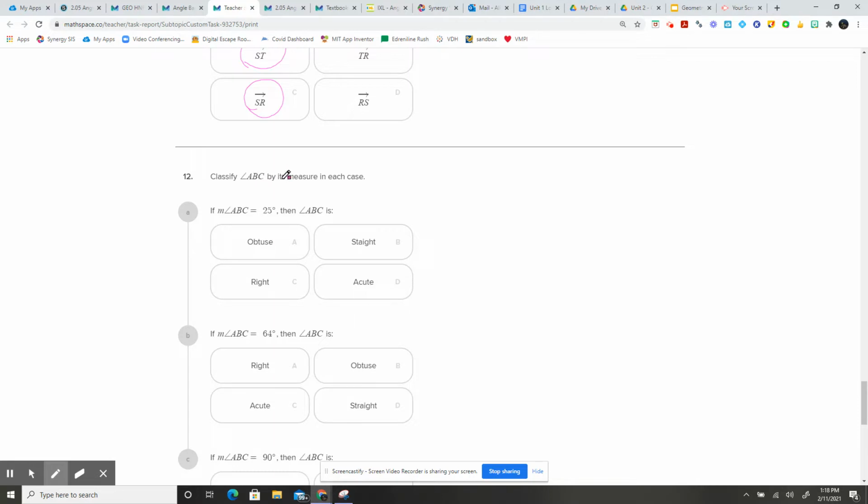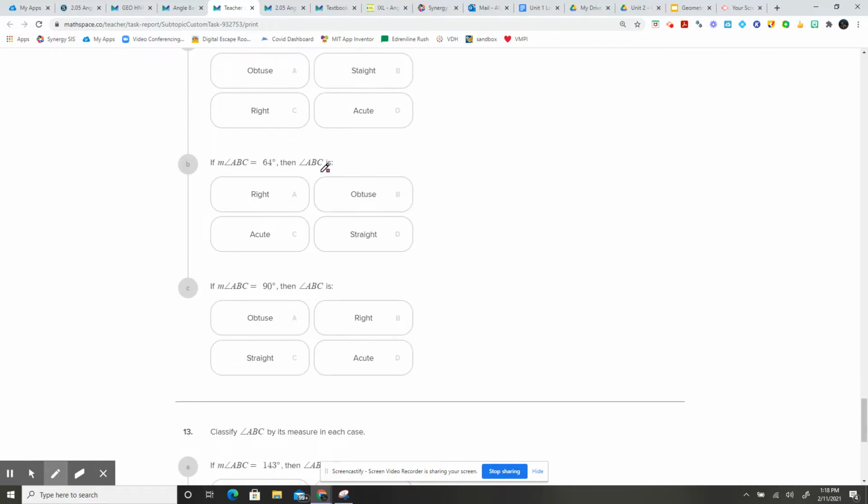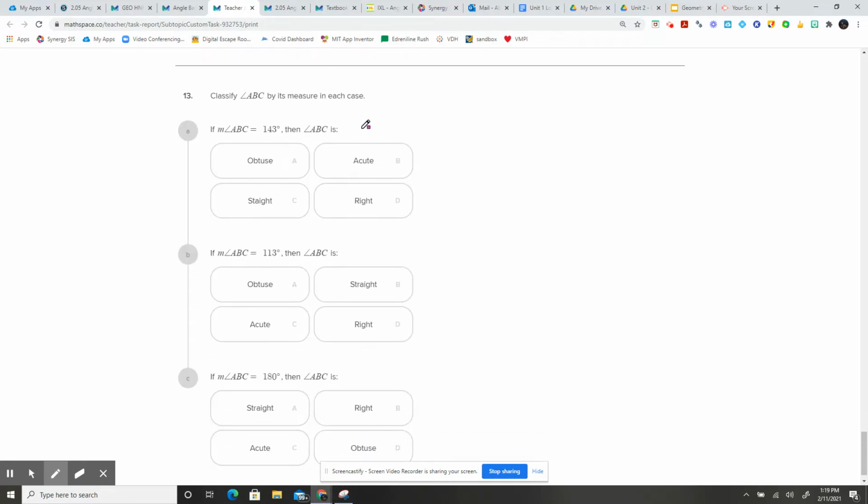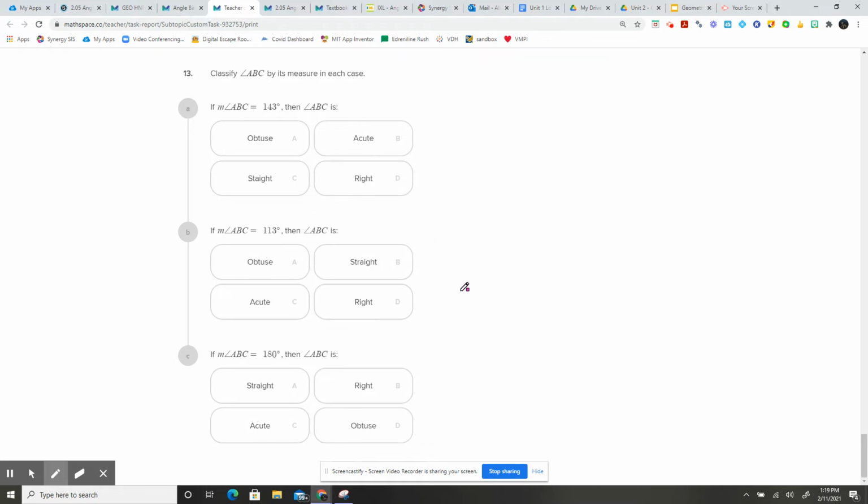Classify angle ABC by its measures in each case. So ABC is 25, that's going to be acute. ABC is 64, that's also going to be acute, smaller than 90. ABC is 90, that's going to be right. Get the same thing here. Remember, obtuse angles are bigger than 90 but smaller than 180. Straight angles are exactly 180, acute angles are less than 90, and right angles are exactly 90. And that is the end of that practice.